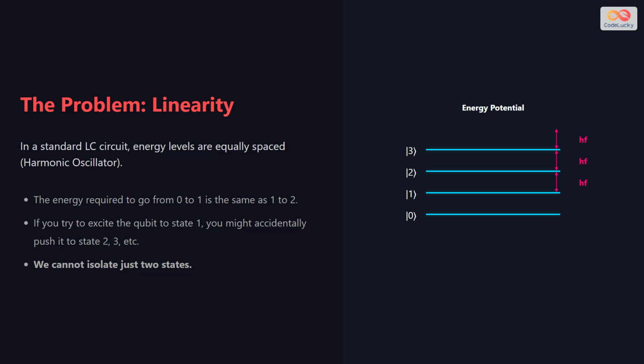However, a simple LC circuit has a fatal flaw for quantum computing. It is linear. The energy required to jump from state 0 to state 1 is exactly the same as the energy to go from 1 to 2 and 2 to 3. This is called an equidistant energy ladder. If we try to control the qubit with microwave pulses, we might accidentally push it up the ladder into higher energy states, destroying our qubit. We need a way to make the states unique.